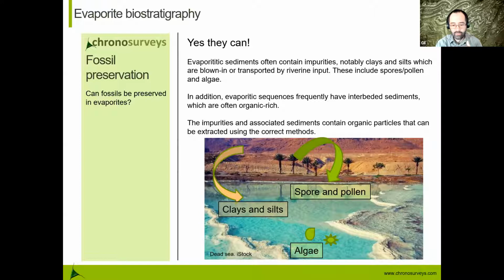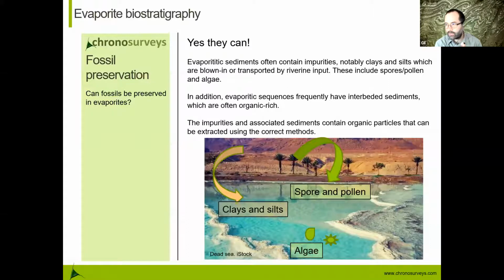If you have any connection with the sea, then any seawater coming in will also very likely bring in dinoflagellates, any microplankton which lives in seawater will also be brought into the salt lake or whatever setting the evaporites are depositing in. So these impurities are composed not just of clays and silts, but in the case that I'm going to show in more detail, they're also composed of palynomorphs, so spores and pollen, algae, dinoflagellates, microplankton, and other organic particles which can be preserved, and they are preserved in evaporites.